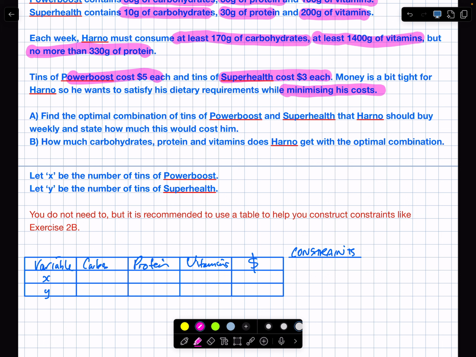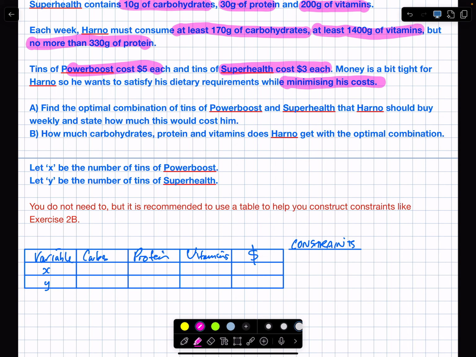You do not need to, but I recommend. There was an exercise I asked you to do. I wouldn't ask you to do the exercise if I didn't think it was useful, tabulating it. Because when I helped people on Friday, you saw, when you put it in a table, it made it nice to do the constraints. So I'd suggest that. So you've got variable X and Y.